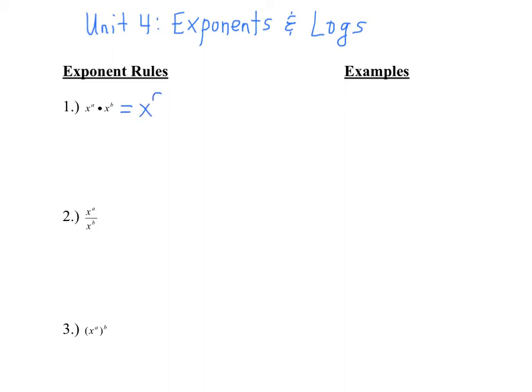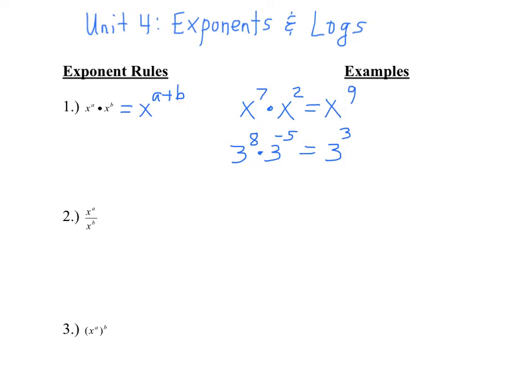recall that you are going to add your powers. So some examples, x to the 7th times x squared. It's not going to be x to the 14th, it's going to be x to the 9th. Something like 3 to the 8th times 3 to the negative 5 power. Now the base is not going to become 9, it's going to remain a 3. Add your powers and you'll get 3 cubed right there. Okay?